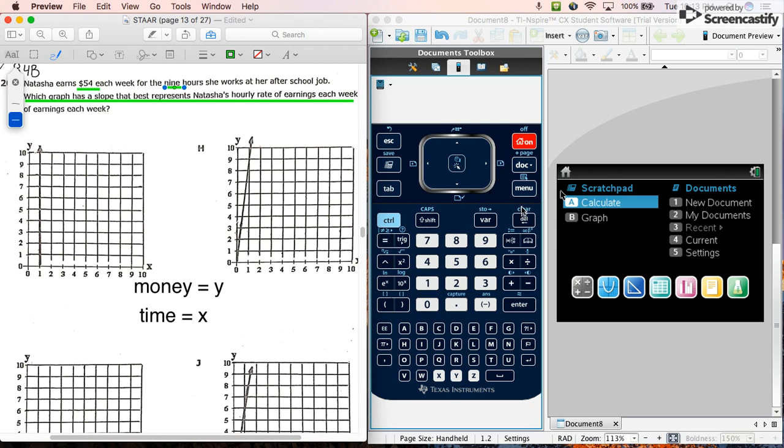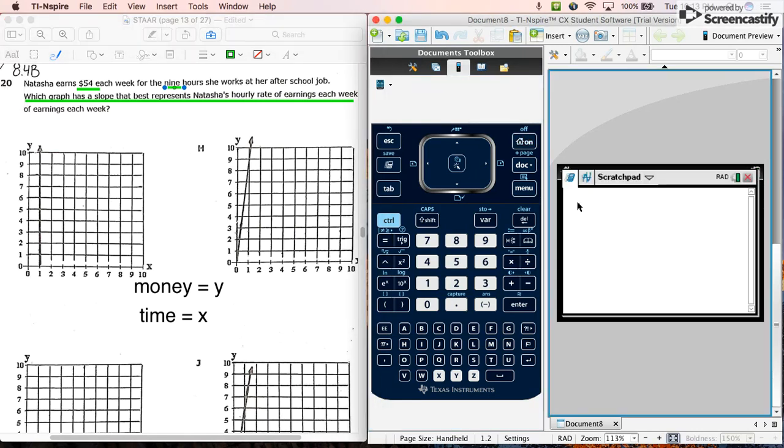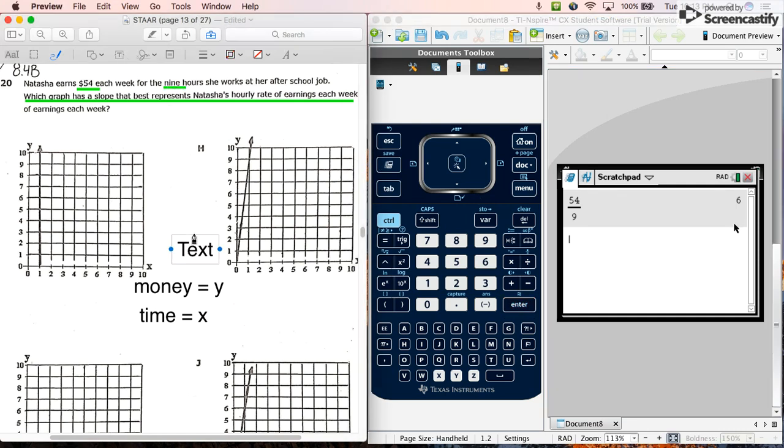So let's go to our scratch pad, go to calculate. I'm going to have 54 divided by 9. I end up with the answer of 6. That means each hour that she works, she makes $6. If she works no hours, she makes $0, so this is going to be a proportional slope. My equation will be in the form of y equals mx, so I'm plugging in 6 for m and have an equation of y equals 6x.